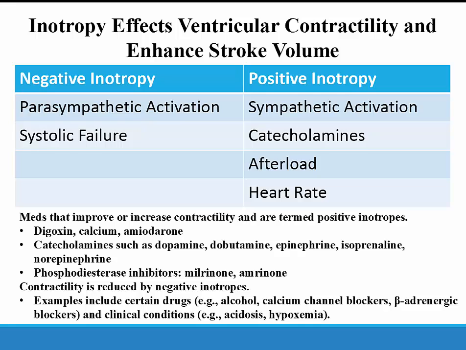Contractility is reduced by negative inotropes. Examples include certain drugs like calcium channel blockers, beta-adrenergic blockers, and alcohol, and clinical conditions such as acidosis and hypoxemia.